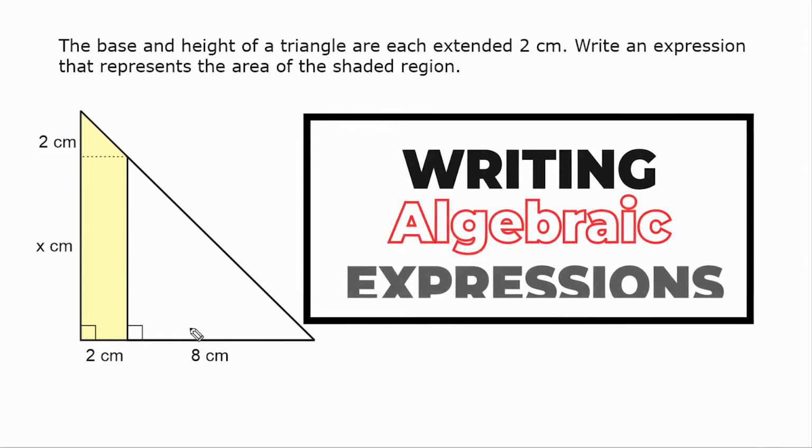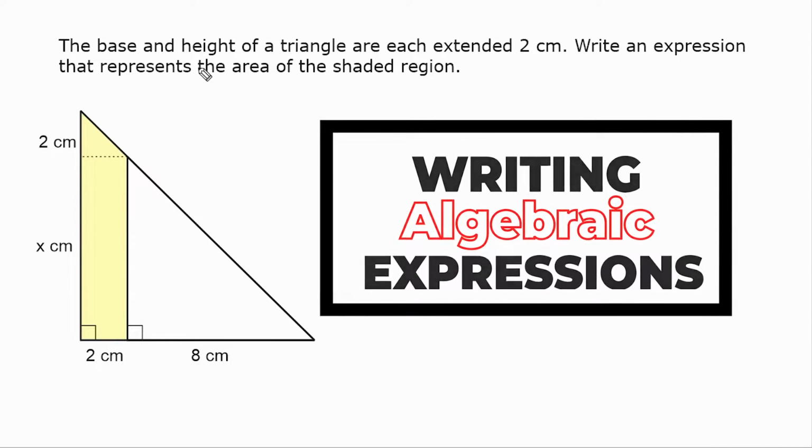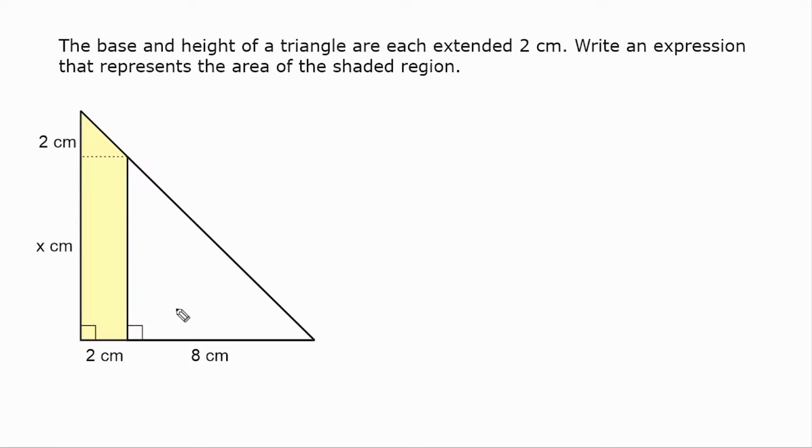All right, we have a triangle right here that has a base and a height that are each extended by 2 centimeters. And what we have to do is write an expression that represents the area of the shaded region. Whenever finding the area of any shaded region, basically what you do is you take the area of the entire figure, that would be the shaded and the unshaded, and then subtract the unshaded part from that total area, and what you have left over would be the shaded area.